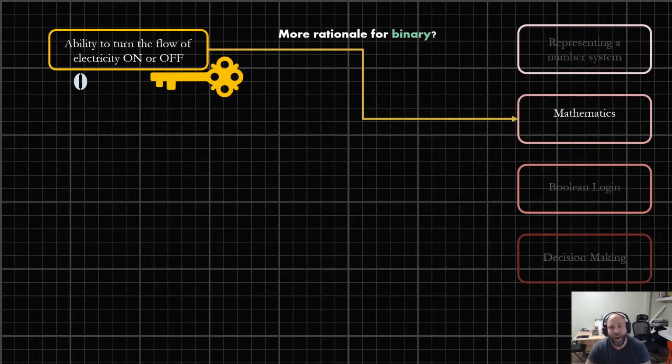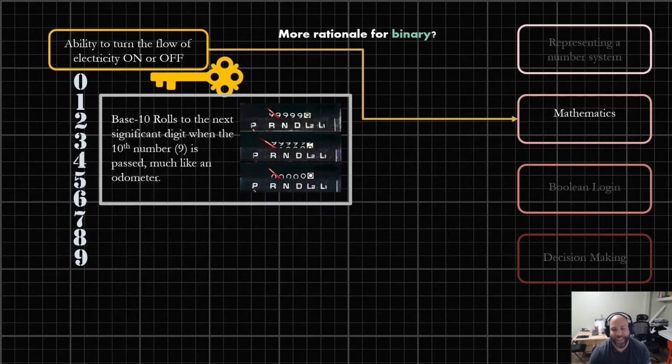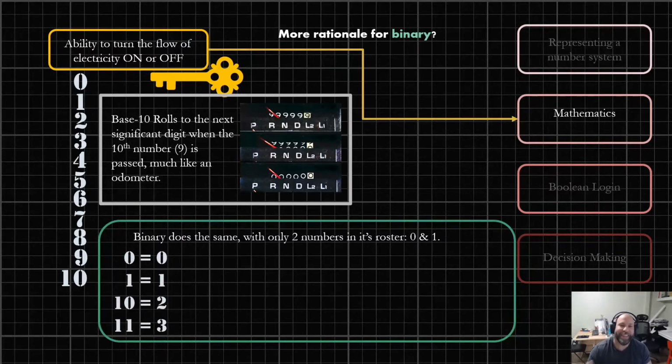All right, so some more rationale for binary, and also stemming from the ability to turn the flow of electricity on or off is absolutely key. We can start getting into mathematics, actually doing calculations with just a 0 or a 1. And it's not dissimilar to the way we do it with a 10-base system, right? We have a 0, and then we go all the way up through 9. And in base 10, once we've surpassed 9, then it just kind of rolls over like an odometer. And then the tens place gets a 1. And then we go back to 0 in the ones place. Well, similarly, binary does the exact same thing. The only difference is a 2-number roster.